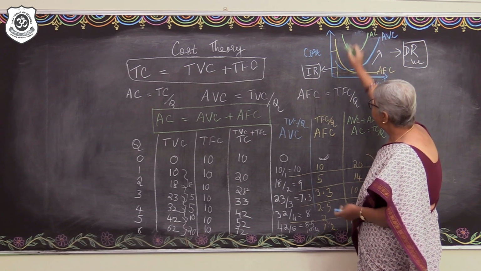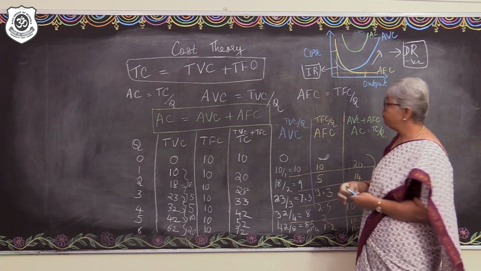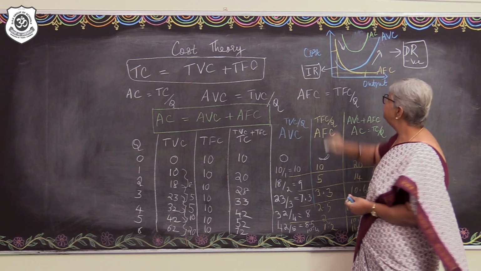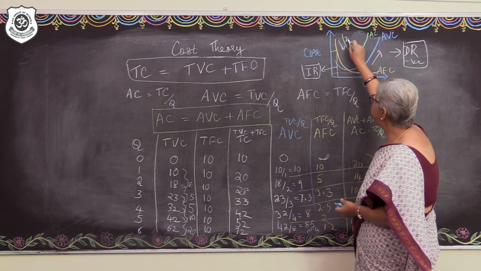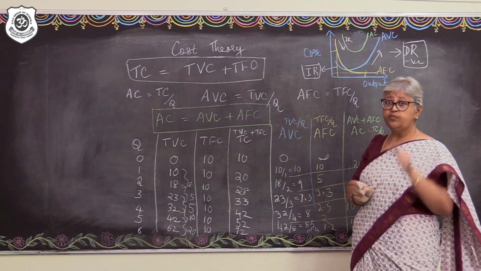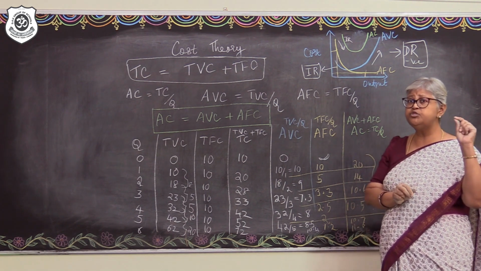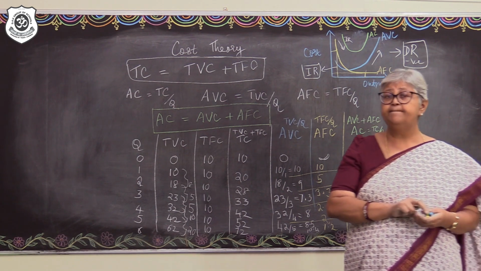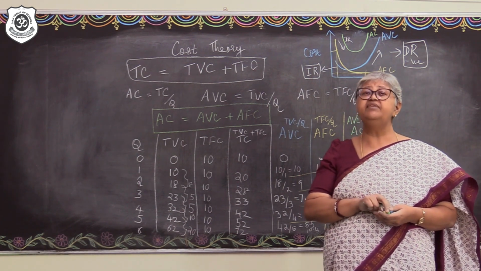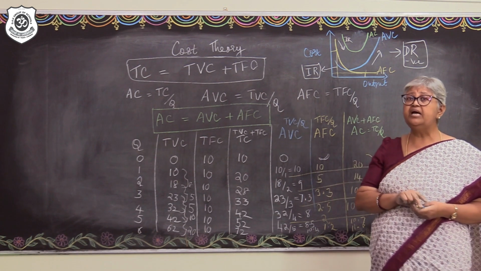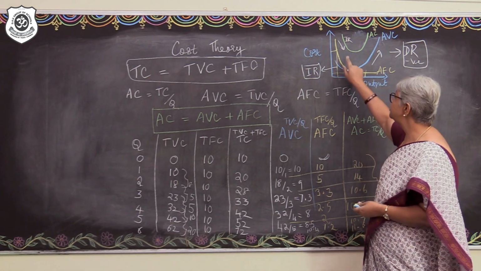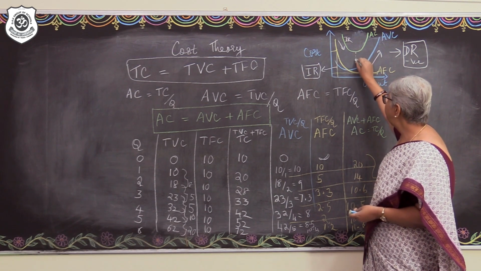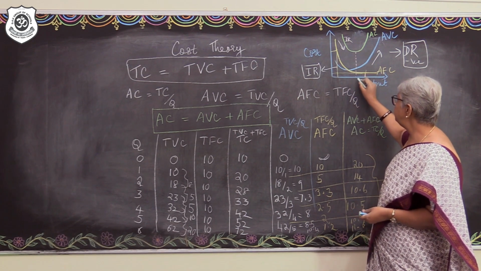Initially, the average cost will be falling. So, this falling portion of the average cost will indicate that the firm is enjoying increasing returns. So with very little variable inputs, the required output will be attained. Production might be happening very, very efficiently. So the per unit cost of production is actually falling, right? Till when? Till the optimum output is attained.